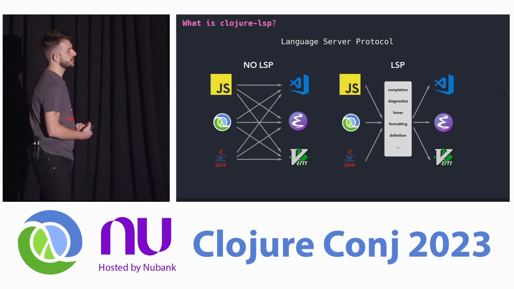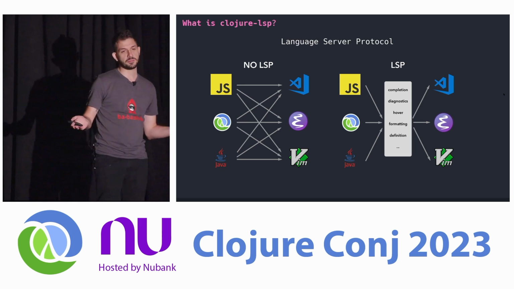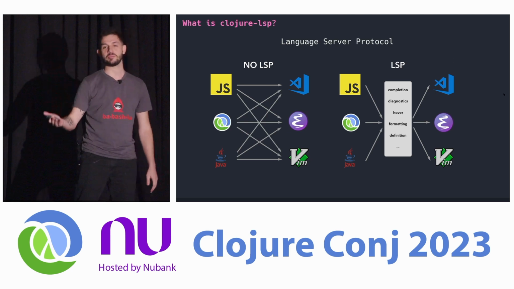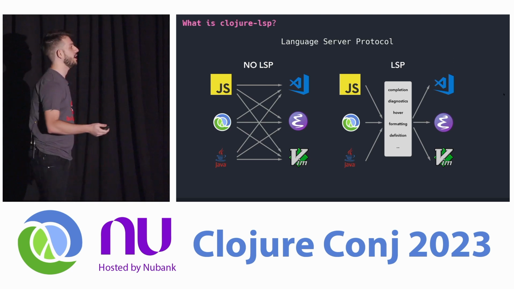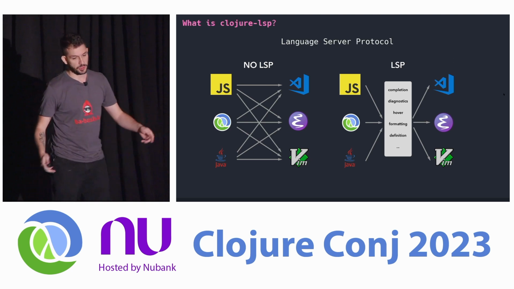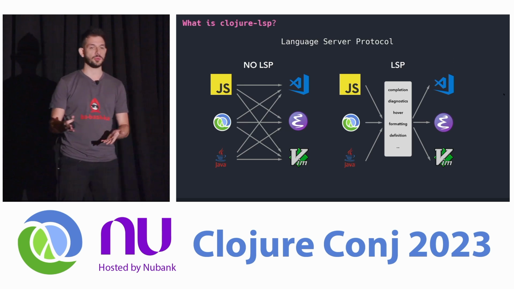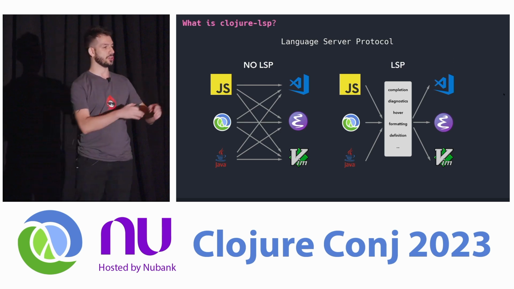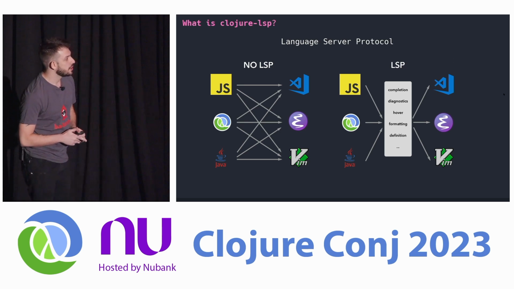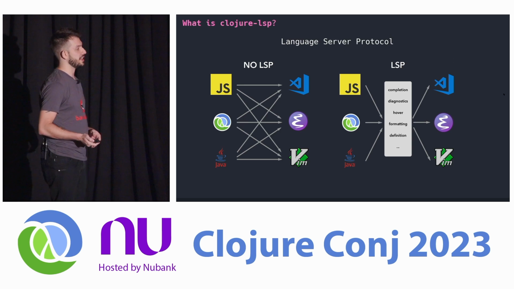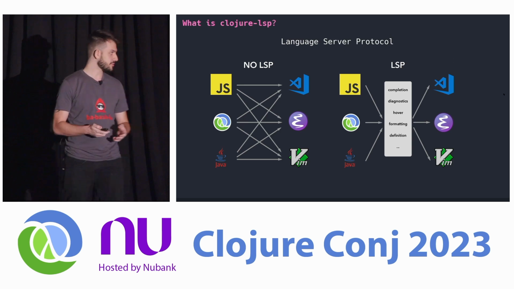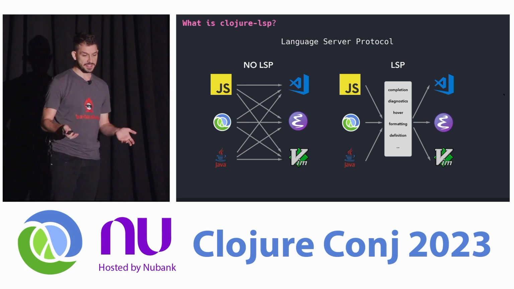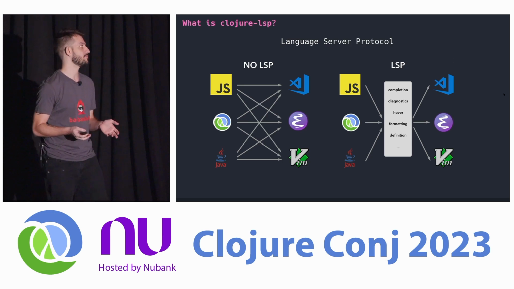So it's basically a paper. It's basically a web page saying what you should do, what features are mandatory, what features you should implement, like completion of the code, diagnostics showing you squiggles, hover over cursors and things like that. So there are a lot of features, and that's what LSP is.